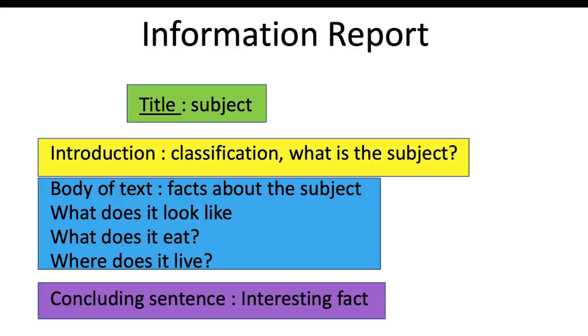Remember back to our last lesson, we looked at an information report and we discovered that an information report has a title, an introduction, a body of text which tells us facts about the subject, and a concluding sentence. Last time we wrote an information report, we wrote the title and the introduction. Today we're going to be working on the body of text, that is the facts about the subject.